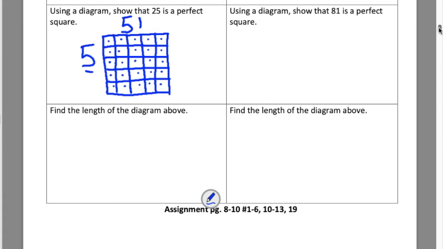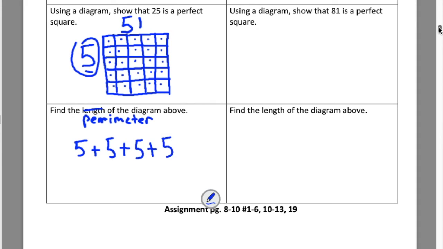The next question asks us to find the length of the diagram above. Well, finding the length, that would be one side. But let's also find perimeter. So if we were to find the perimeter, we'll just cross out this word and we'll write in perimeter. And all we would need to do is add up all of our sides. So since this is a square, we have 4 sides, and together that would be 5 plus 5 plus 5 plus 5, which would give us a total of 20.